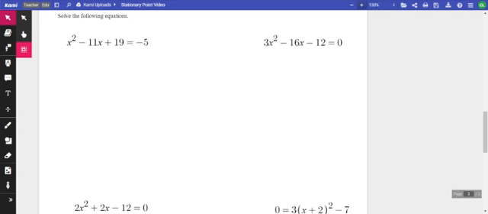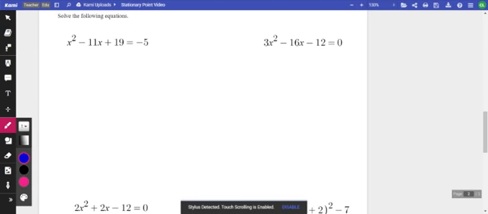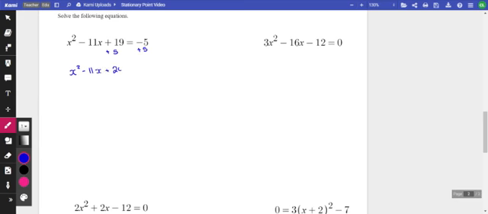First things first, whenever we're solving, we have to make sure that our equation is equal to 0. So the first thing I need to do is make this equation equal to 0. I'm going to add 5 to both sides. So we're going to get x squared minus 11x plus 24 equals 0.